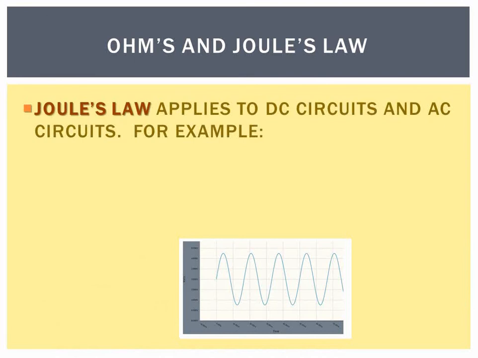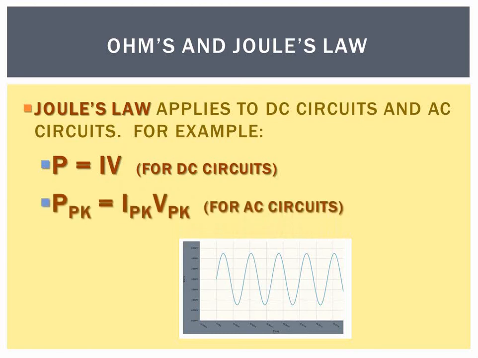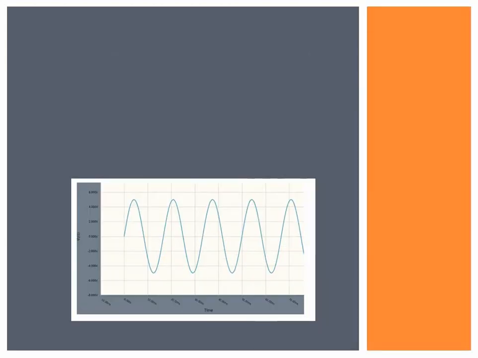Joule's law applies to DC circuits and AC circuits as well. For example, we have done calculations using power. Power is equal to current times voltage for DC circuits, but we could also use it for AC circuits. The peak power is equal to the peak current times the peak voltage for an AC circuit.